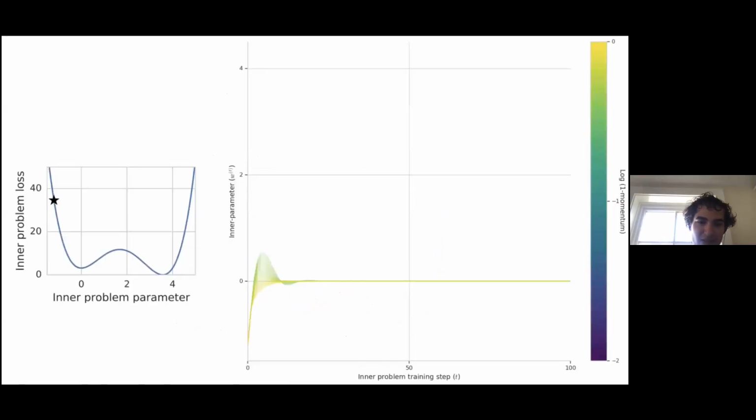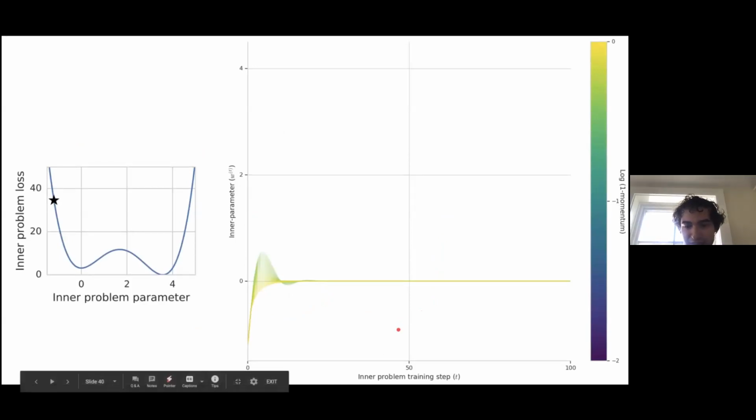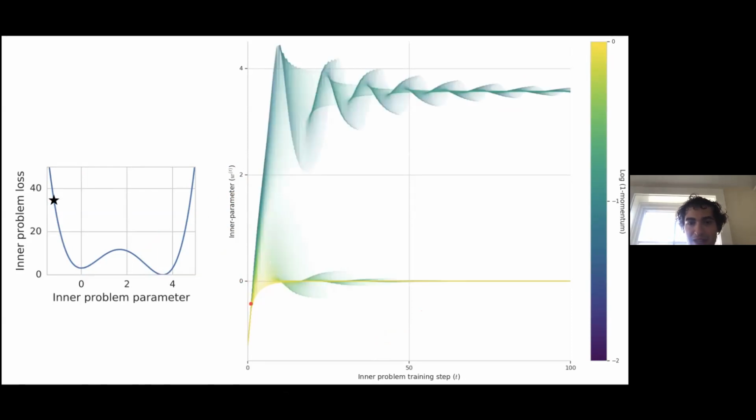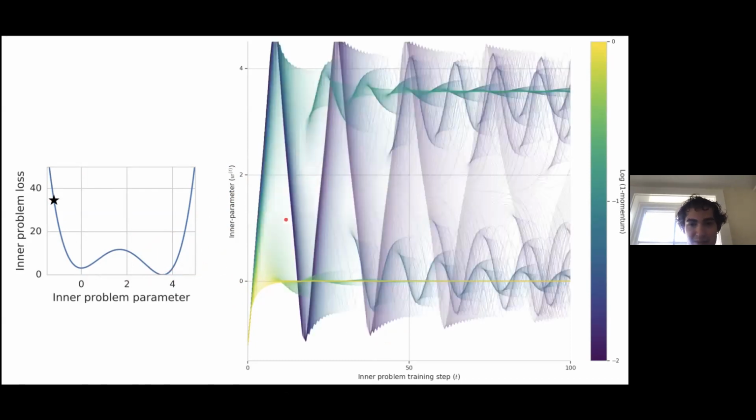Now, what happens if we lay out all the trajectories for different values of momentum? What I'm showing here on the x-axis is inner training step, and on the y-axis is the value achieved at the inner parameter. So with low values of momentum, shown in yellow, we end up doing exactly the same thing as I showed earlier. We settle out at this 0 point. The higher value momentum will end up at this higher point, because we'll make it over this hump. If we have an even higher value momentum, we're going to oscillate like crazy, and then eventually end up in one of the 2 minima.